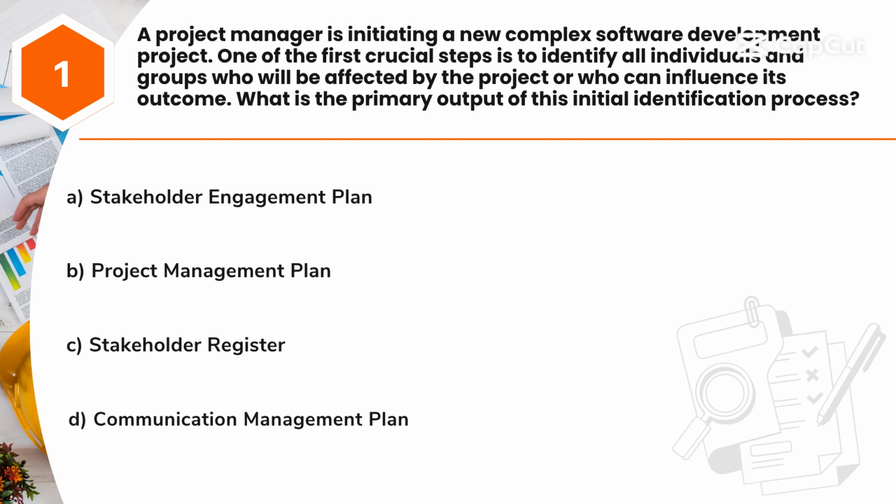Question 1. A project manager is initiating a new complex software development project. One of the first crucial steps is to identify all individuals and groups who will be affected by the project or who can influence its outcome. What is the primary output of this initial identification process?